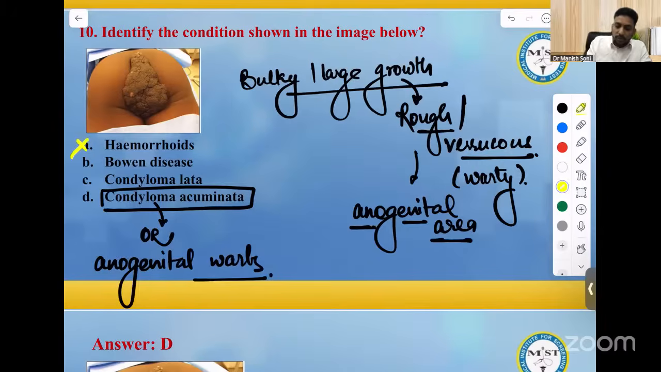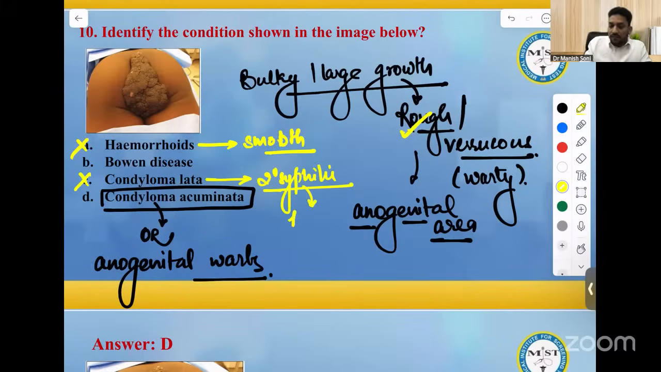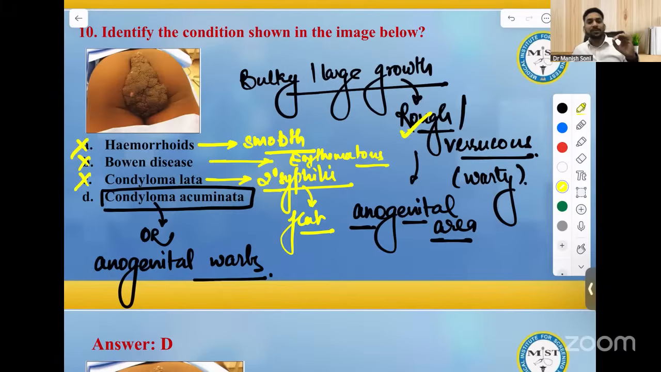Why is it not hemorrhoids? Because hemorrhoids are due to dilatation of the vessels and they are smooth, not rough. Condyloma lata are seen in secondary syphilis. They are flat lesions and not such big outgrowths. And Bowen's disease appears erythematous and does not become such a large growth. Large growth can be seen in anogenital warts, that is condyloma acuminata.